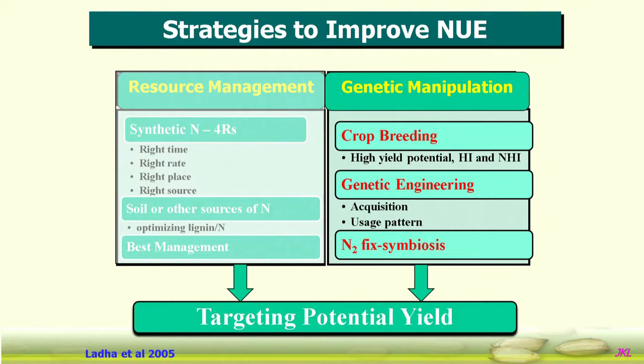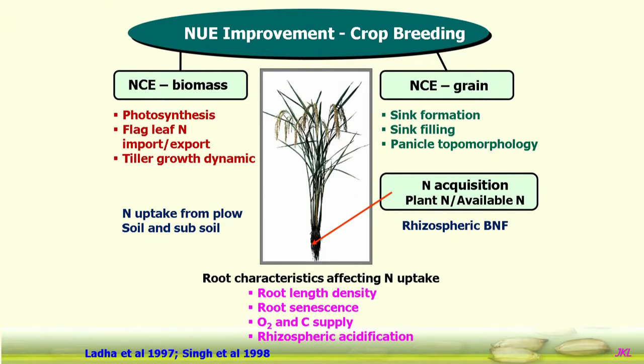Now, let's move to genetic manipulation. I think agronomy is definitely very important, but variety also plays a very important role. In variety, there are two components: one is nitrogen conversion for biomass, and the other is nitrogen conversion for grain. On the biomass side, you have to make sure that photosynthesis is right, flag leaf nitrogen is right, and then tiller growth dynamics. These are the plant traits responsible for nitrogen conversion efficiency in biomass.